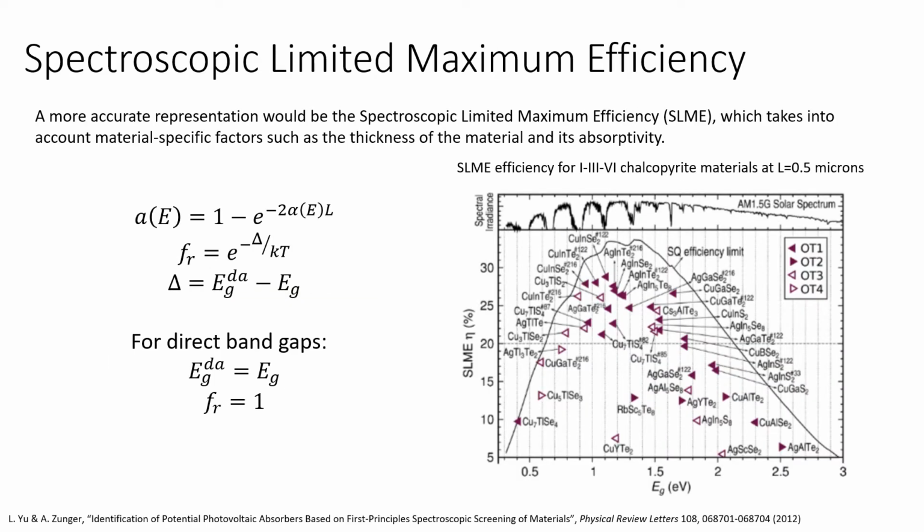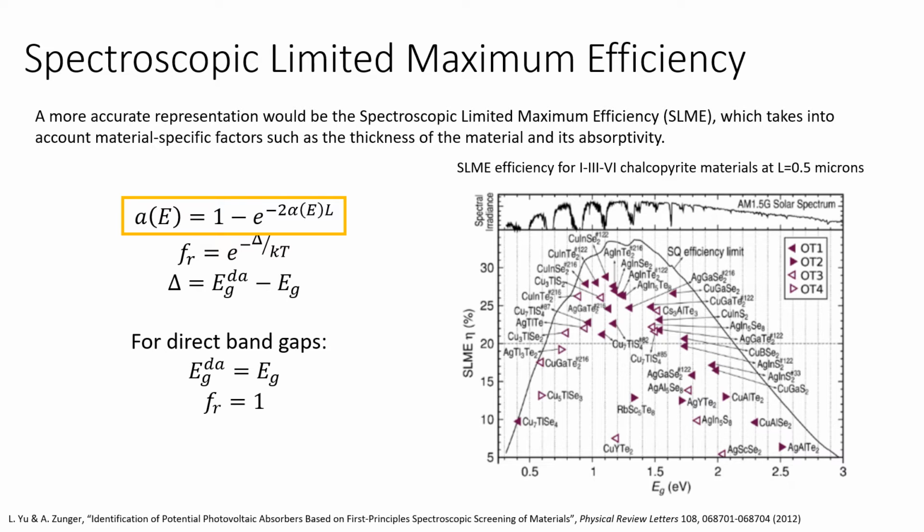A more accurate calculation would be the spectroscopic limited maximum efficiency, or SLME limit, which takes into account material-specific factors such as the thickness of the material and its absorptivity, whereas the SQ limit only takes into account the bandgap. The SLME looks at both the absorptivity and the thickness of the material. To find the SLME efficiency, you replace absorptivity AE in the Shockley-Queisser equation with the absorptivity calculated here, where L is the thickness of the material and alpha E is the absorption coefficient from DFT calculations.